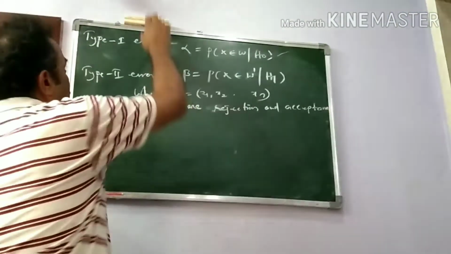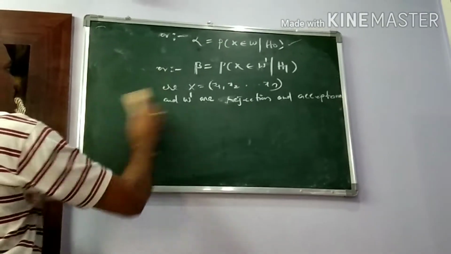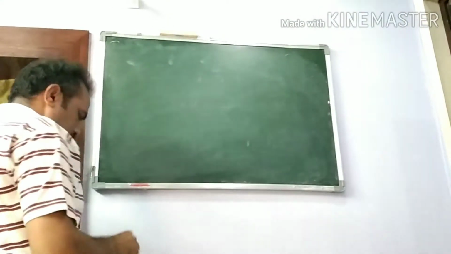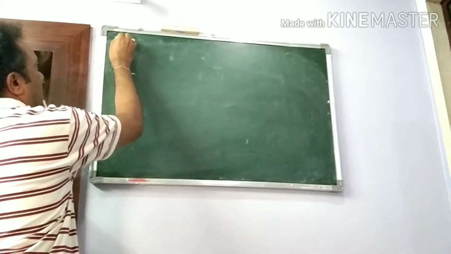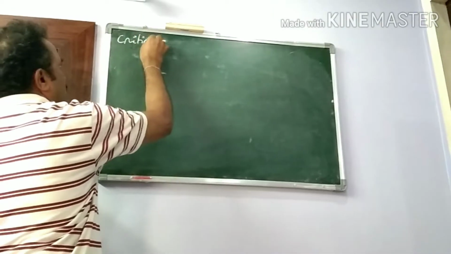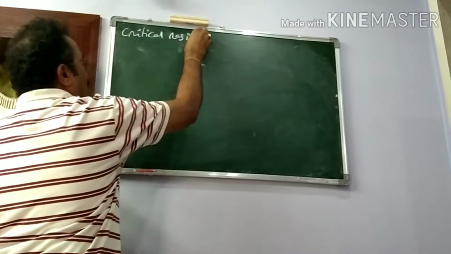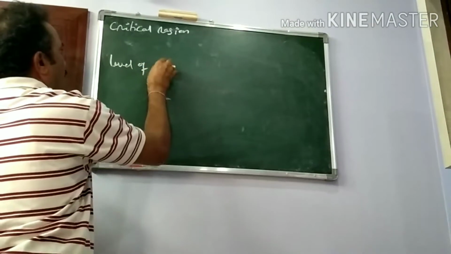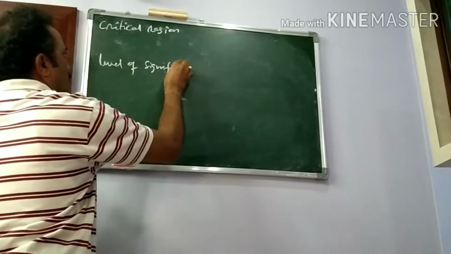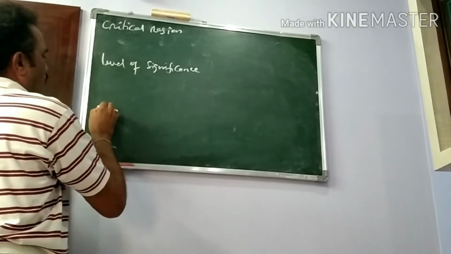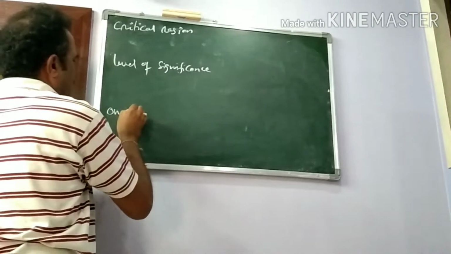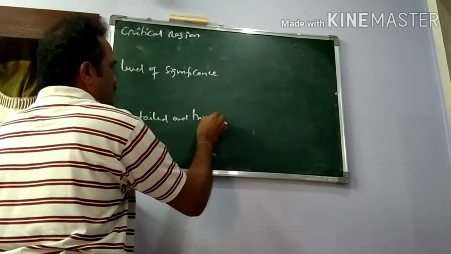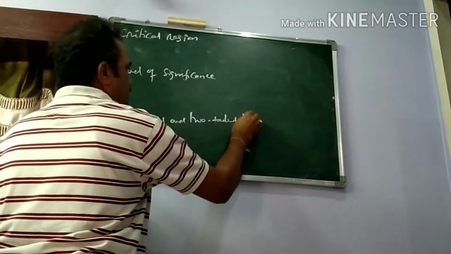Okay. Today we will discuss more concepts of the testing of hypothesis. The first is the critical region, the second is the level of significance, and the third is the one-tailed and two-tailed test.